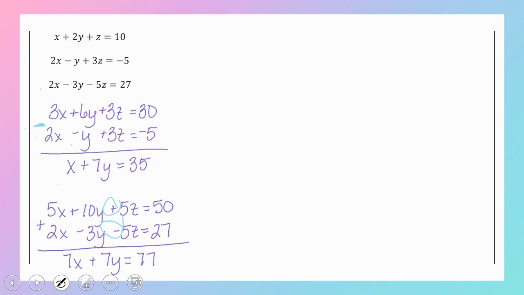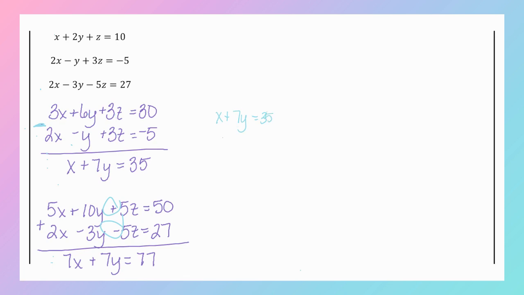Hey, these should look familiar. Okay, this is the same problem that we just did with substitution. Now we're doing it with elimination. And notice that with elimination, we got the same two equations that we had on the last one. Okay, so we can go through all the steps again and simplify or combine.